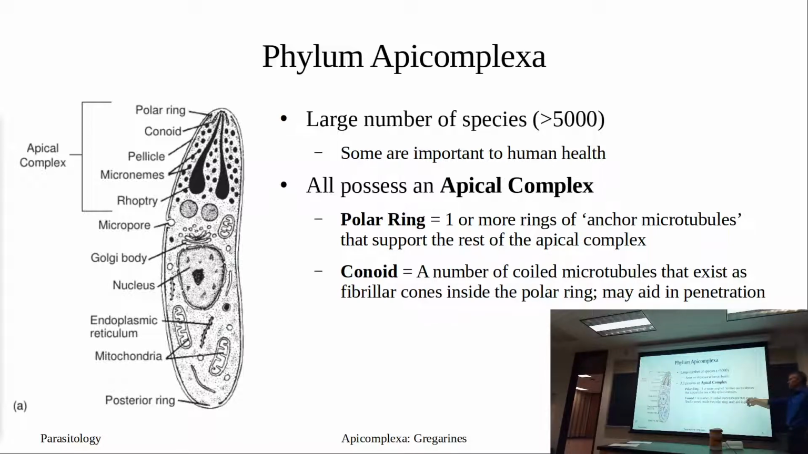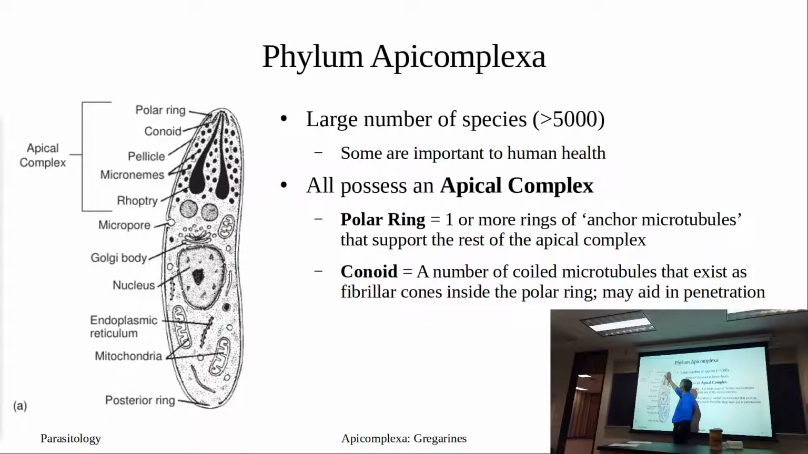Conoids are a number of coiled microtubules that exist as fibrillar cones inside the polar ring. These may aid in penetration of a cell. So we've got our polar ring, and parts of it are cut out. But you have to know the polar ring kind of circumnavigates or circumscribes, goes around that interior end.